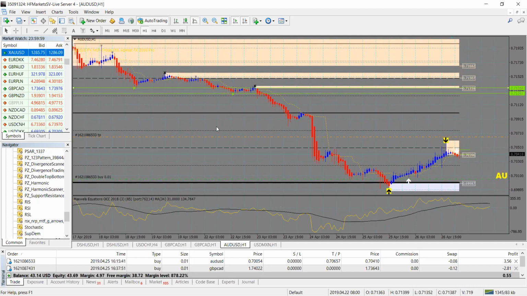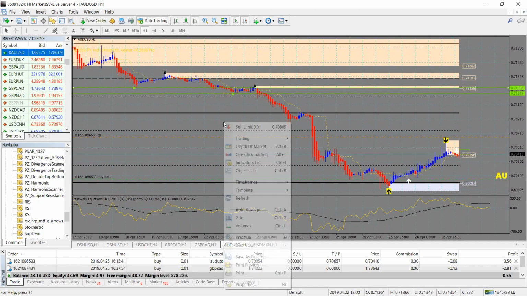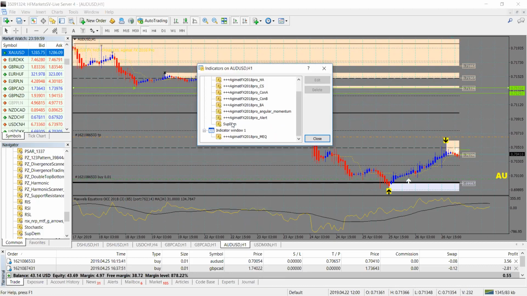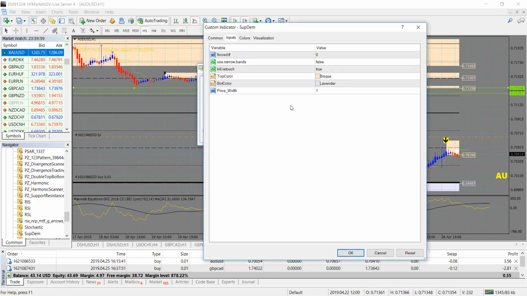Well, it's a simple indicator. Again, just one indicator. Let me right click, indicators list. It's called subdem. Anyway, you could Google online and look for any supply and demand indicator out there, but this one is just called subdem. You can see it there. Nothing to change, just the color. It's kind of dark, so I changed the colors here, this for supply and this for demand. But you can leave it as default.